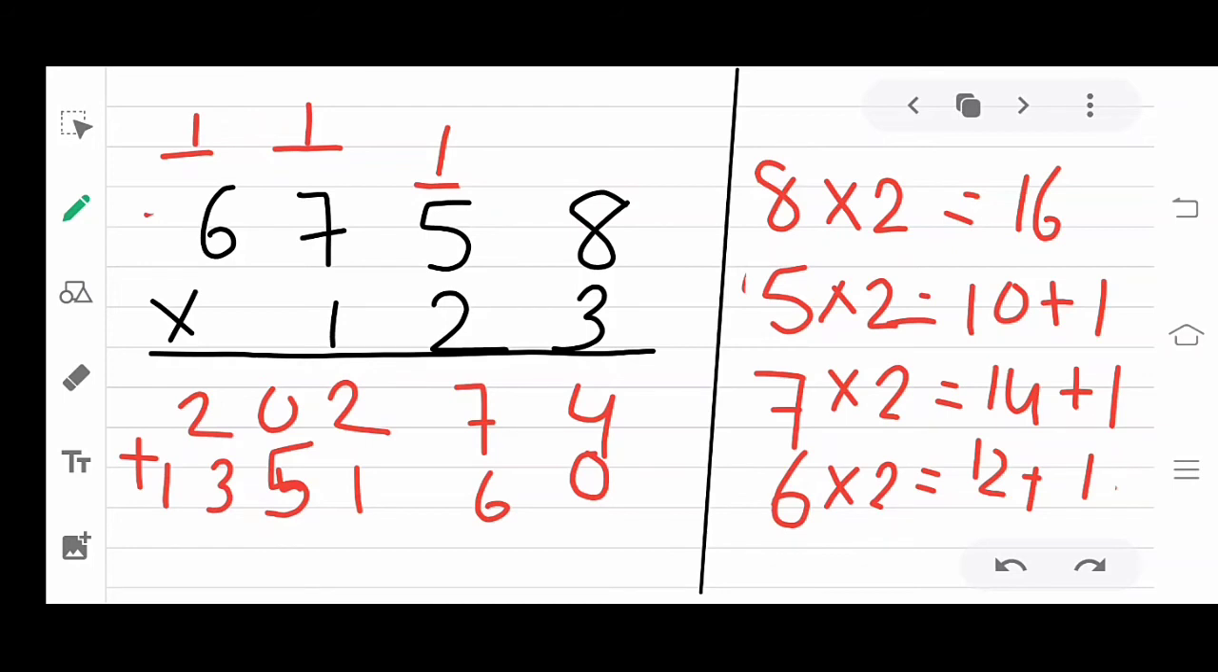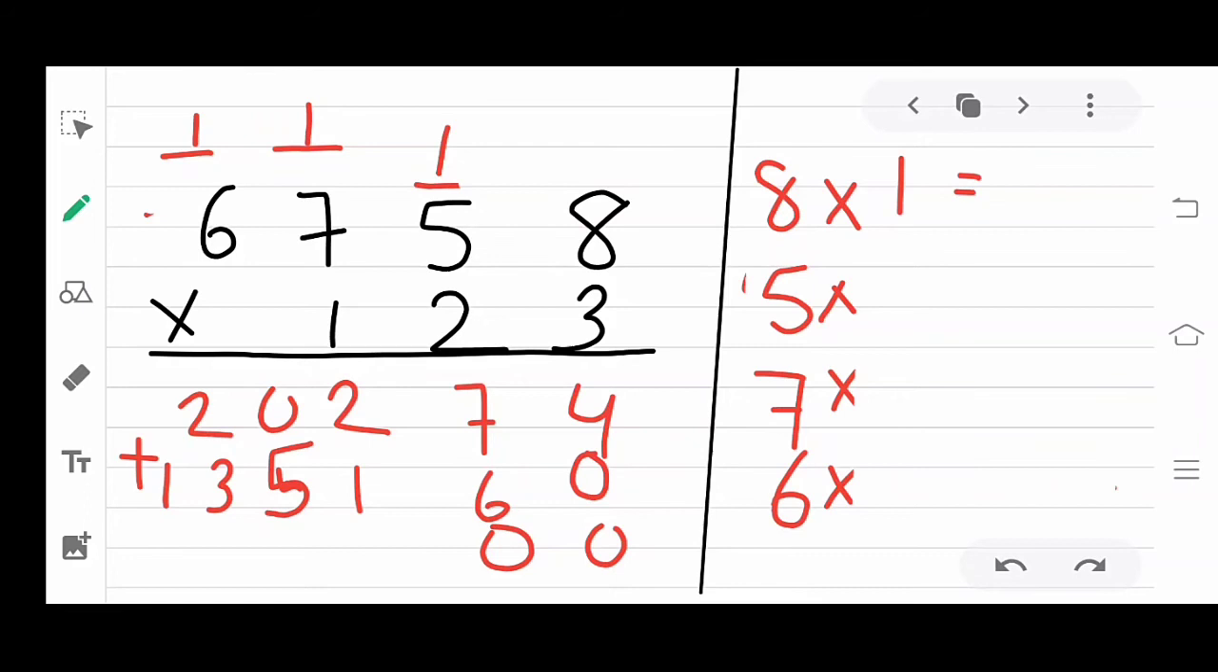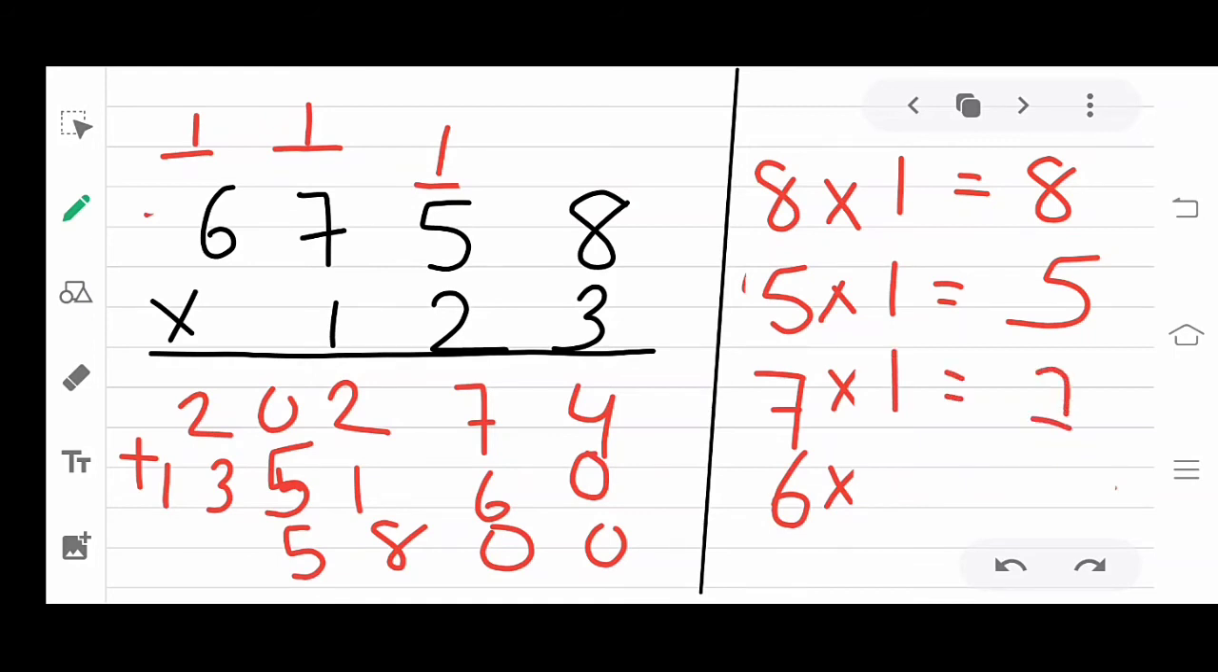Last, again this is the last step, in the hundreds. So in tens we added 1 zero, and in hundreds we add 2 zeros. So start with 8 ones are 8, 5 ones are 5. Next, 7 ones are 7 and 6 ones are 6.